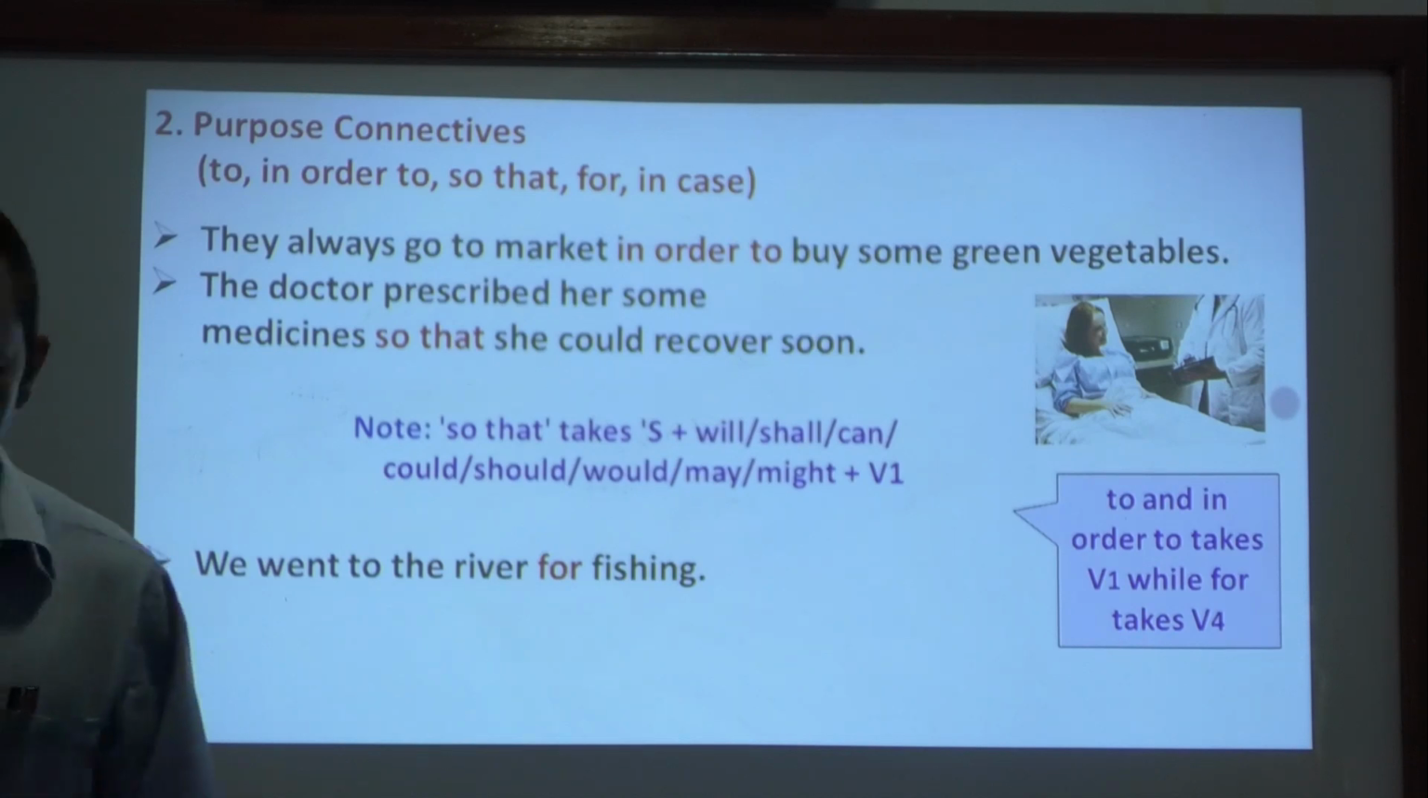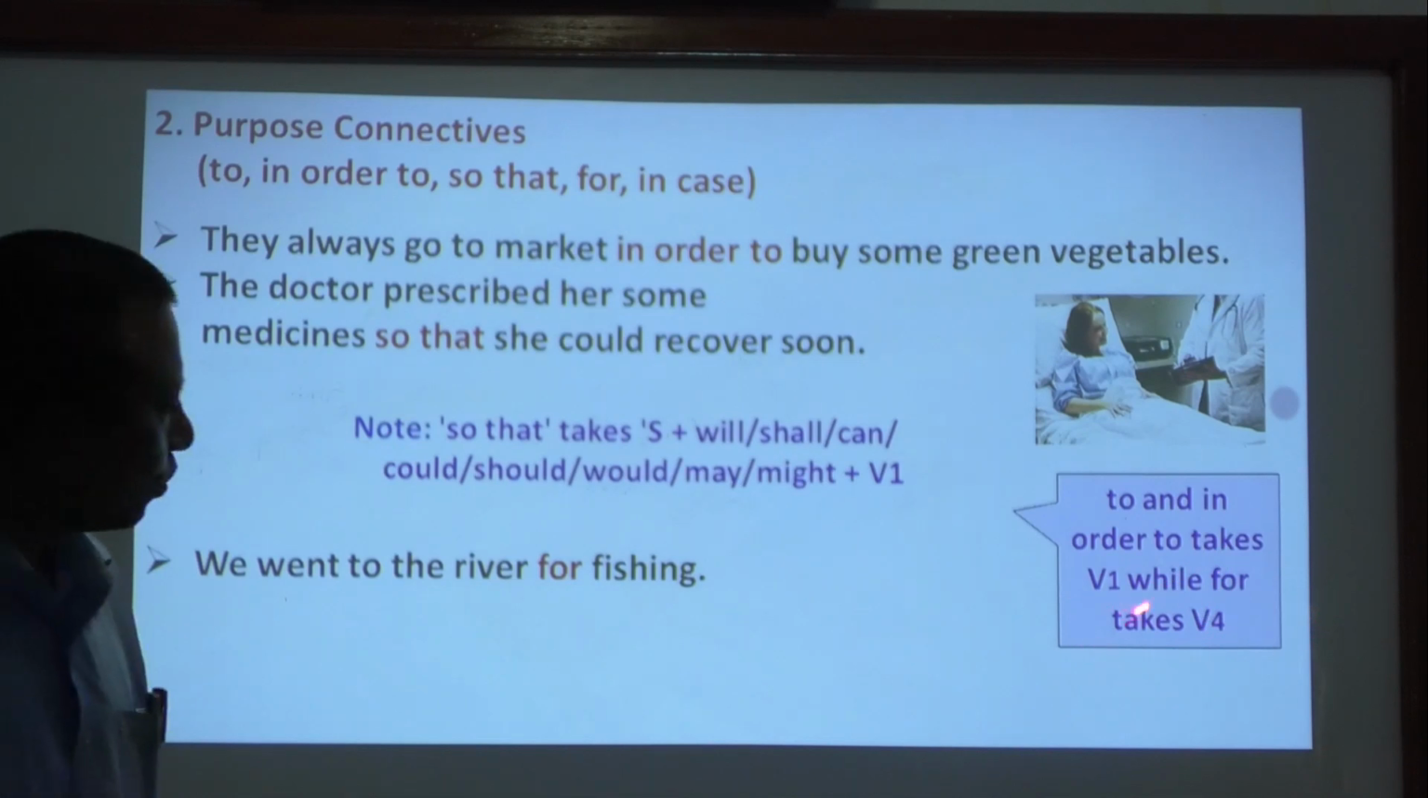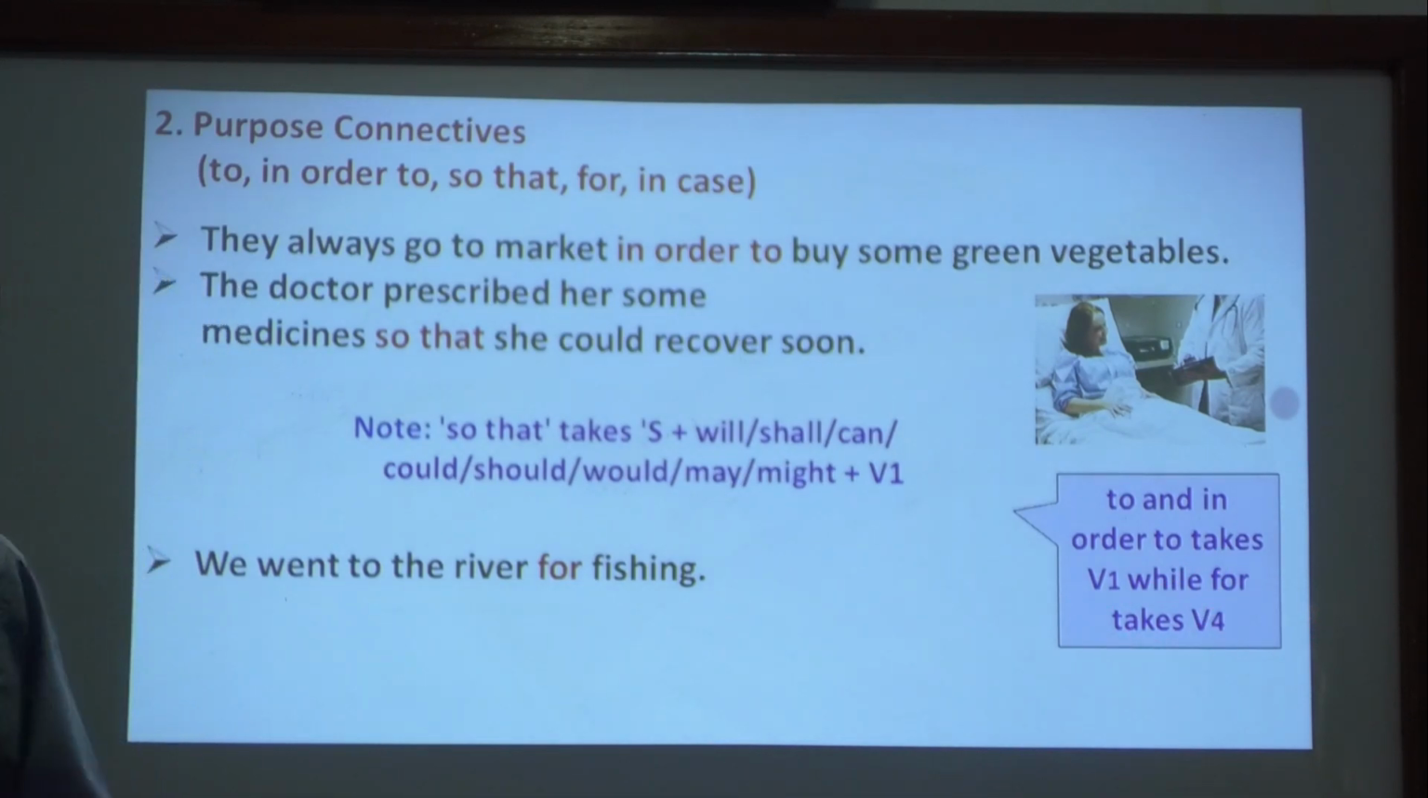So to be clear, I have written here that "to" and "in order to" take V1, while "for" takes the -ing form, and you can see that in the example. Okay, alright.